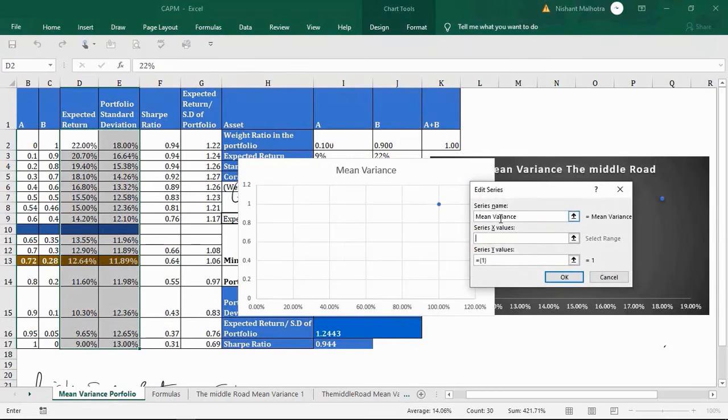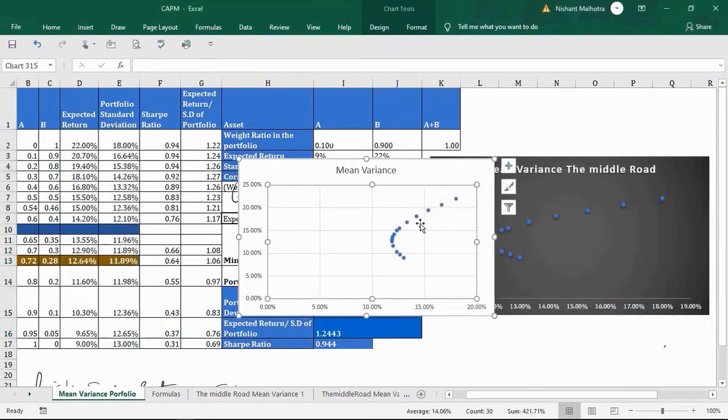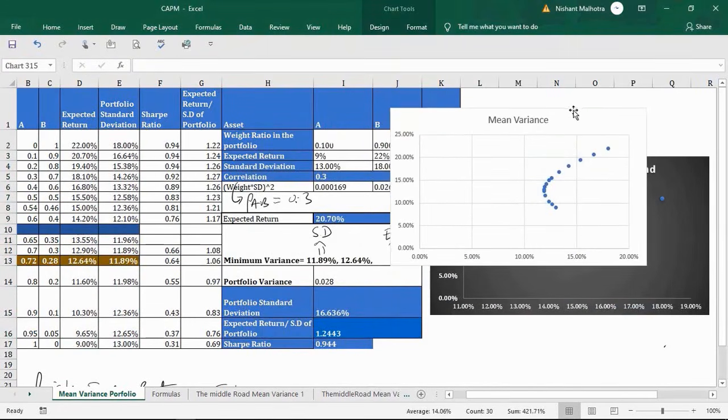Now I want to select data. X is always the independent variable, so we put standard deviation on the X-axis, and we put expected return on the Y-axis. This is what the graph looks like. This is something very similar. The only difference is you can shade the colors.